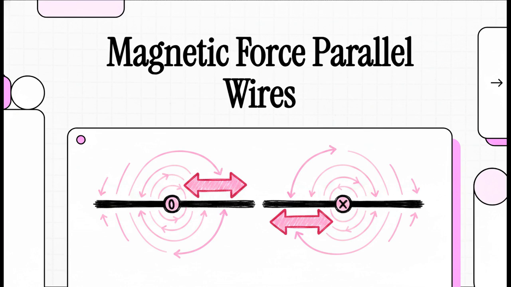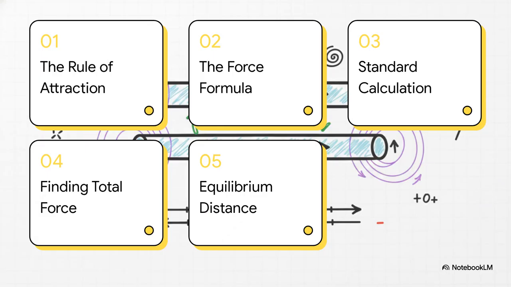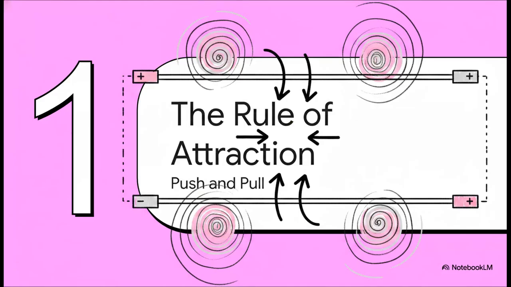But it's totally predictable, and it governs absolutely everything, from the simple circuits on your desk to the massive power grids outside your window. Here's our roadmap for today. We'll hit the rule of attraction, the force formula, standard force calculation, finding total force, and finally, finding equilibrium distance. Let's get to it. Section 1.